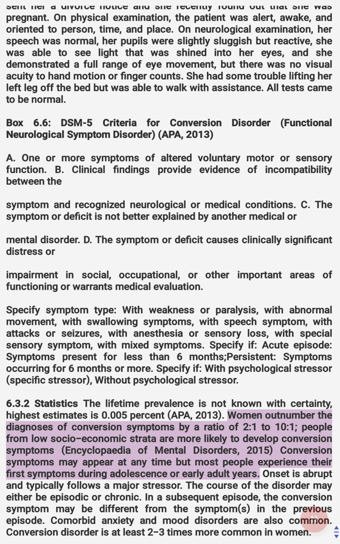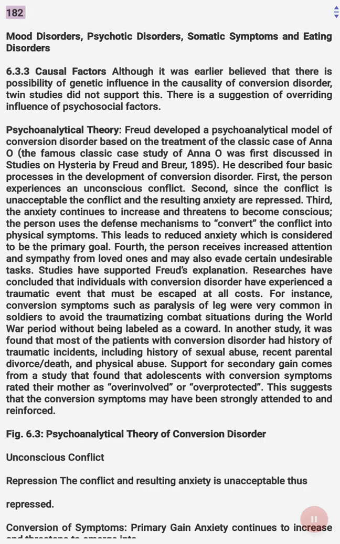Conversion symptoms may appear at any time, but most people experience their first symptoms during adolescence or early adult years. Onset is abrupt and typically follows a major stressor. The course of the disorder may either be episodic or chronic. In a subsequent episode, the conversion symptom may be different from the symptoms in the previous episode. Comorbid anxiety and mood disorders are also common. Conversion disorder is at least 2 to 3 times more common in women. 182. Mood disorders, psychotic disorders, somatic symptoms and eating disorders.